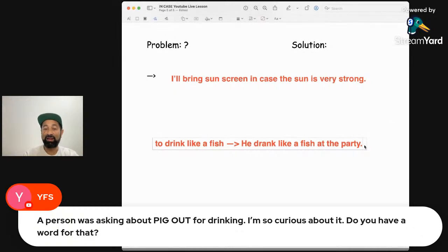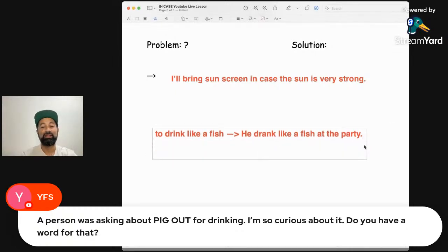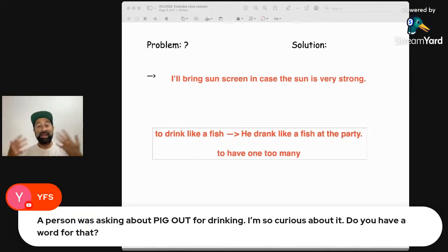Another one that I might use is to have one too many. To have one too many. This means, again, this is for alcohol. Everybody maybe knows their limit. They're drinking. And if I stop now, everything's fine. I feel good. I'm happy. Everything is perfect. But if I drink one more, then maybe I will become too drunk. Maybe I'll have a headache the next day, a hangover.